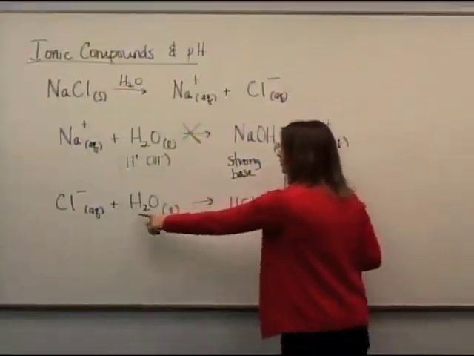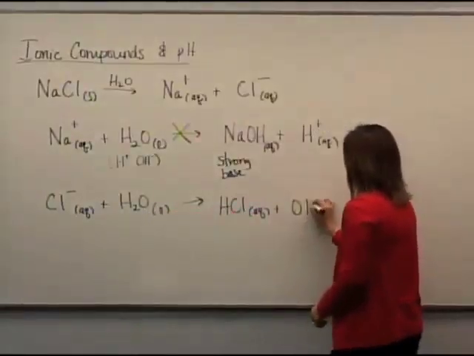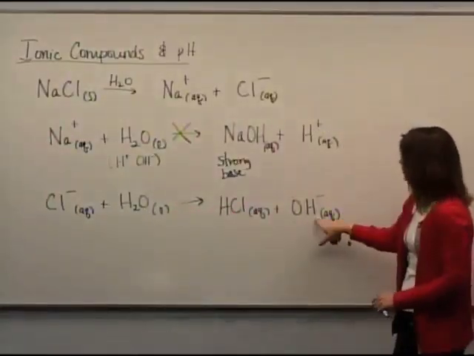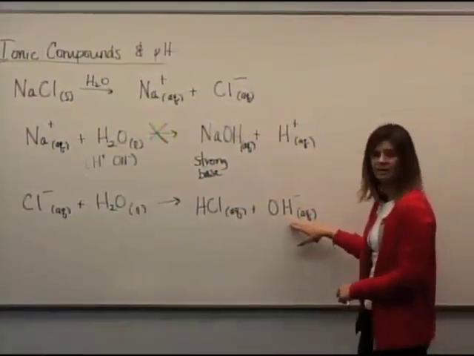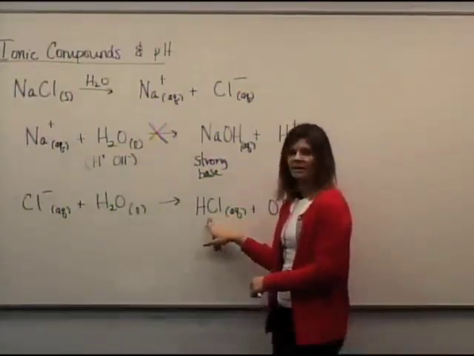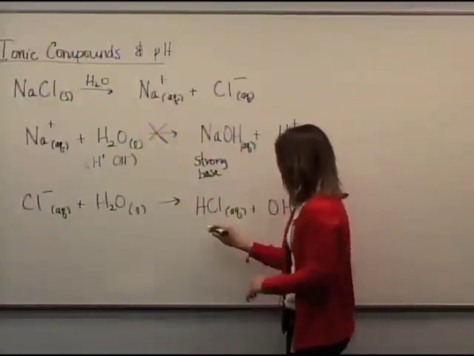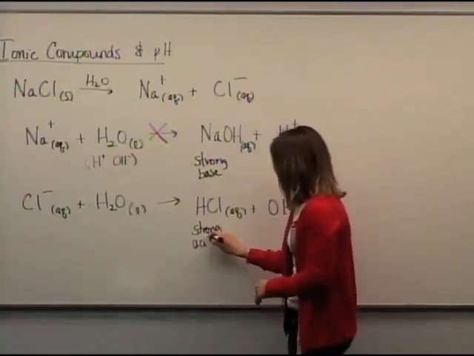And if the chloride were to have taken that H plus away from water, it would leave behind OH minus. So if this reaction really occurred, there would be a bunch of hydroxide left over in solution, and it would be a basic solution. But what do I know about HCl? Is it a strong acid or a weak acid? And again, it's on our strong acid list.